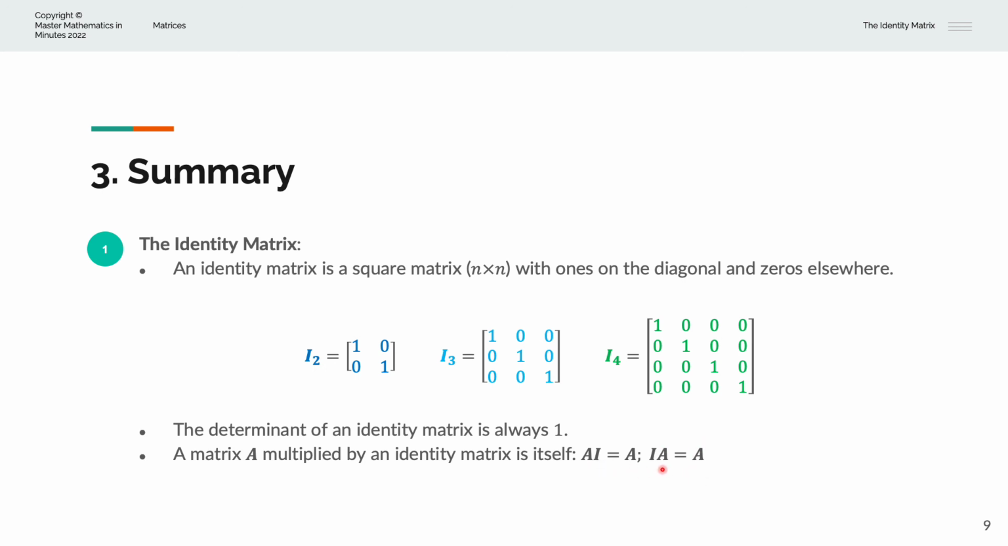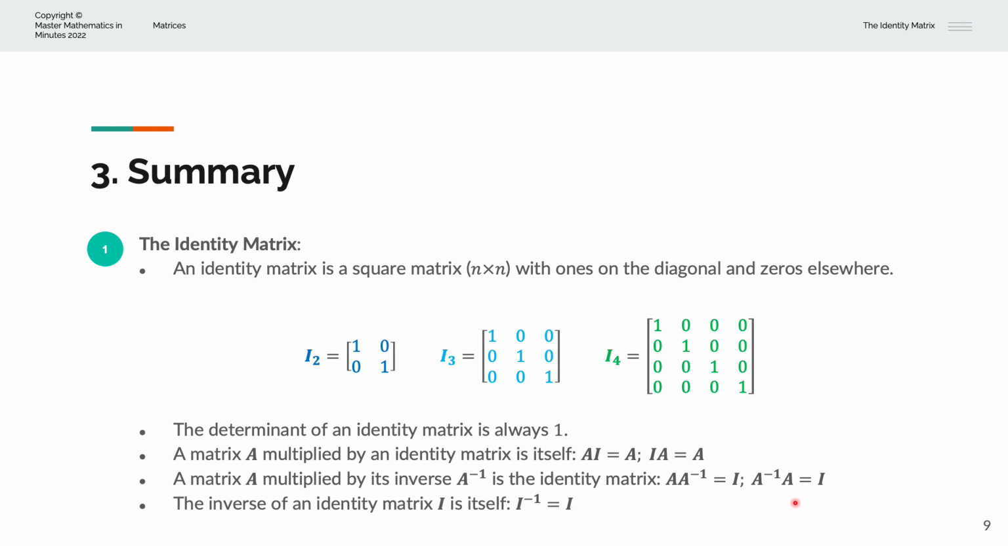Again, we'll need to check the order of these matrices to determine if these can be multiplied. And we also saw that the multiplication of the original matrix A against the inverse of matrix A will return the identity matrix. Or the other way around, the inverse of matrix A multiplied by A is the identity matrix. Again, we'll need to check the order of these matrices to determine if these can be multiplied. And the inverse of an identity matrix, I, is itself, I.